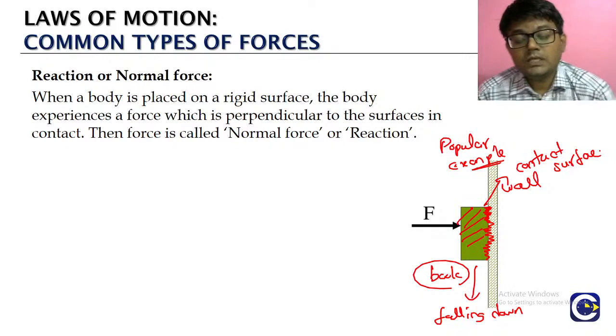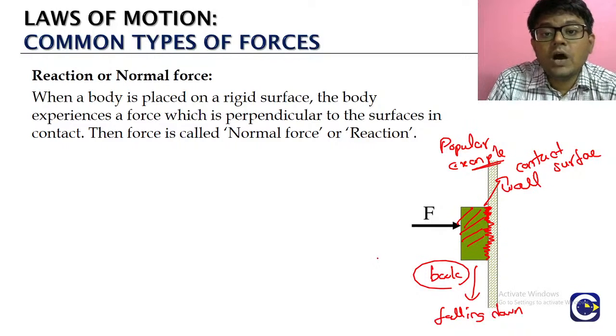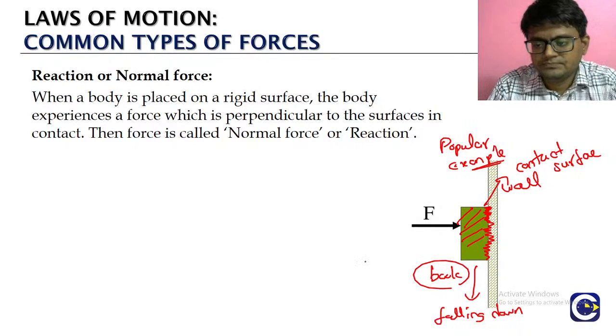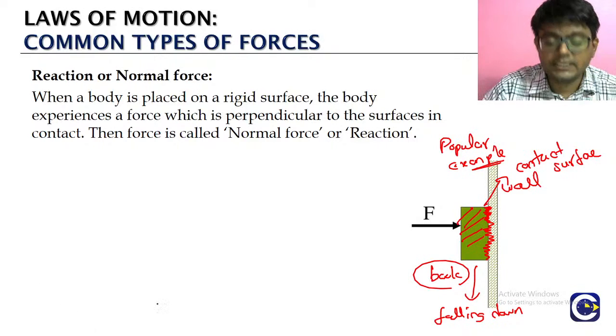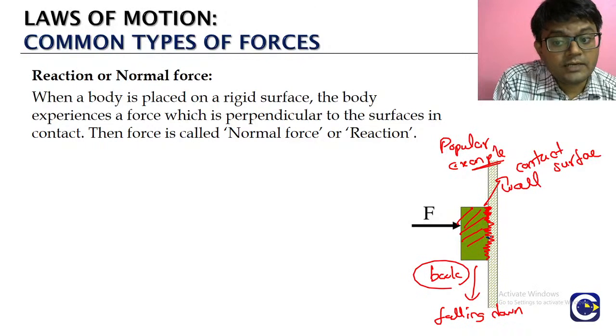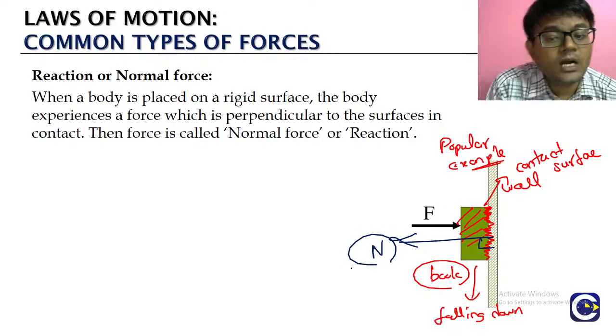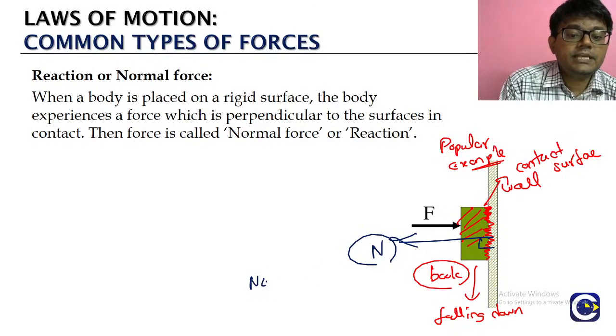If that is the contact surface, then if I ask you what is the normal reaction acting on the book, what will you say? From the contact surface, the normal reaction will be perpendicular to the contact surface, but it will be into that object. It will be perpendicular to the contact surface, but into the book. So this is how we represent it. This is the normal reaction.